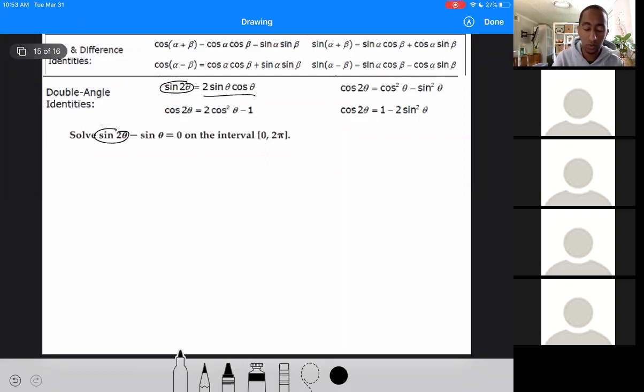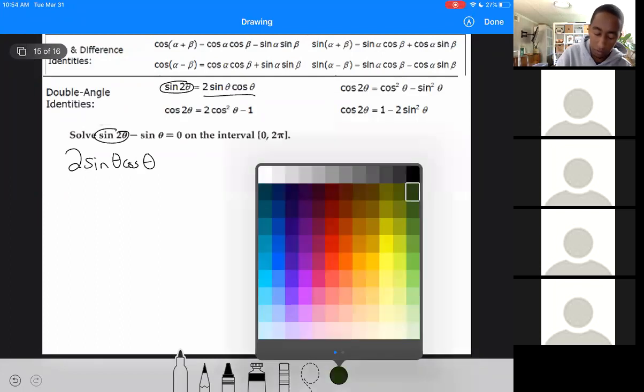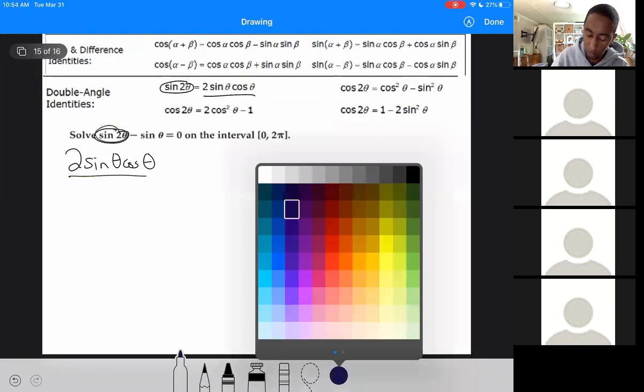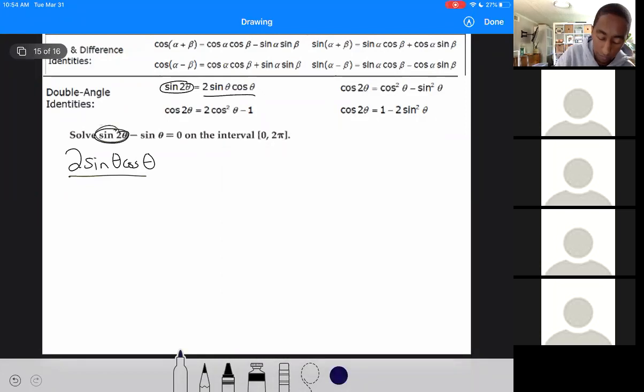We could also use this, but we don't want to use that, because then we're just going to have something really long. We're trying to simplify our work. So good, we're going to rewrite that as 2 sine of theta cosine of theta. That's me just rewriting this using an identity that we just talked about. I'm going to bring down the rest.